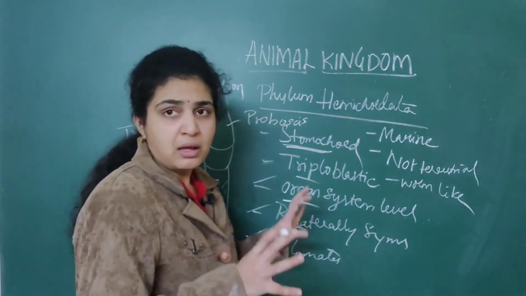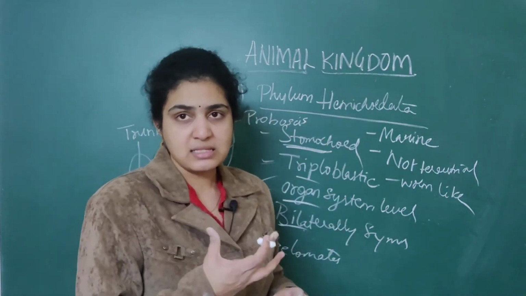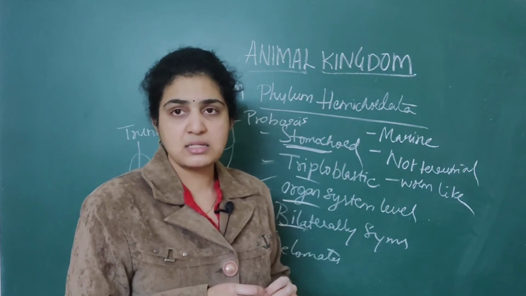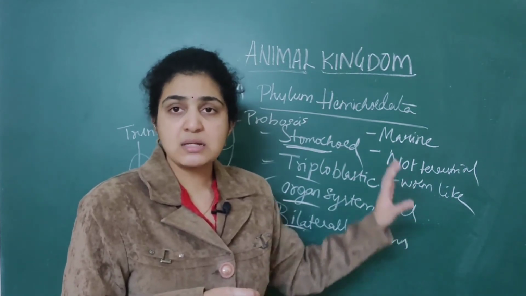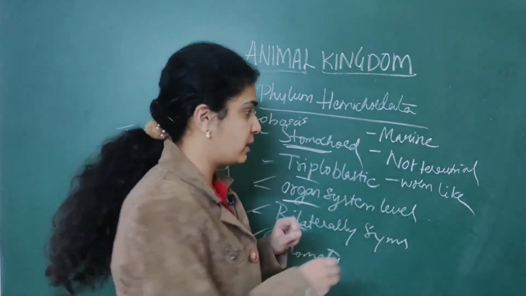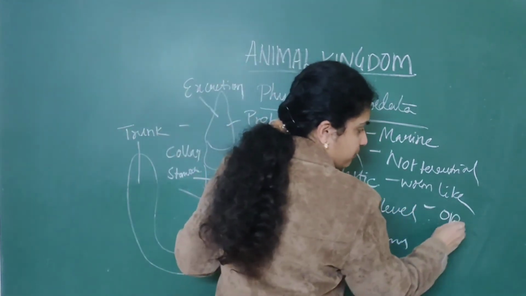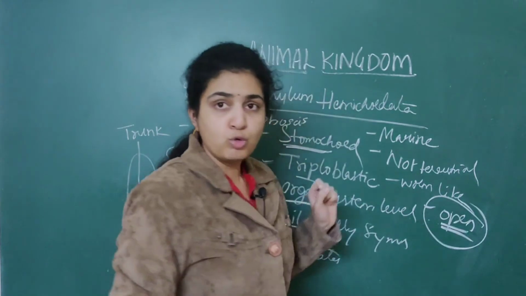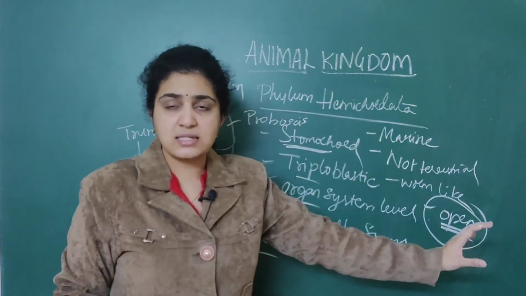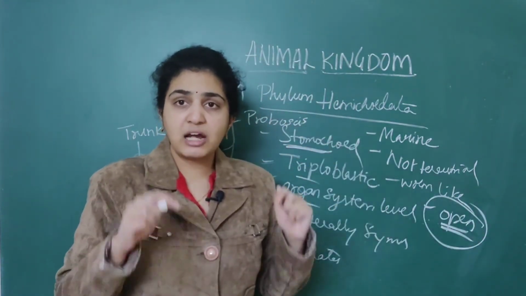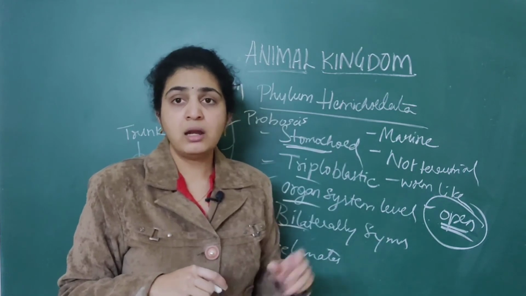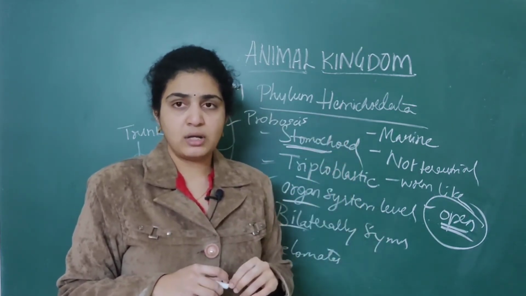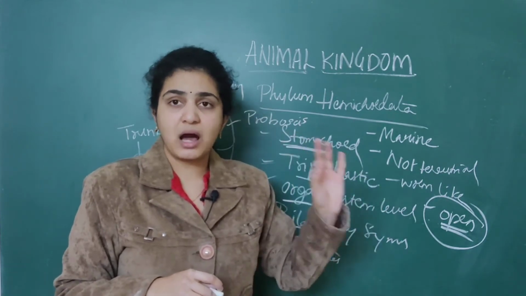Then, when you come to the circulatory system, it is an open type of circulatory system. Open type means blood will flow into numerous spaces called sinuses. There is only one phylum till now which exhibits the open type of circulatory system. That is nothing but arthropoda.